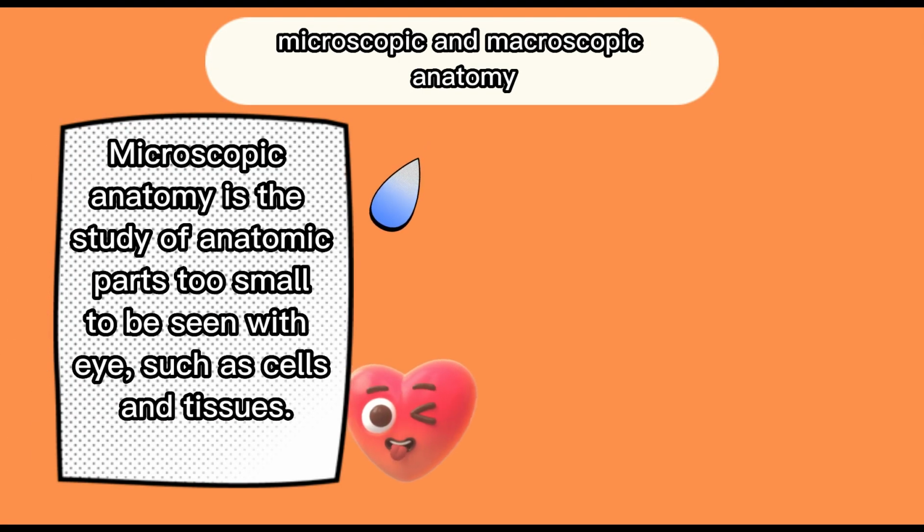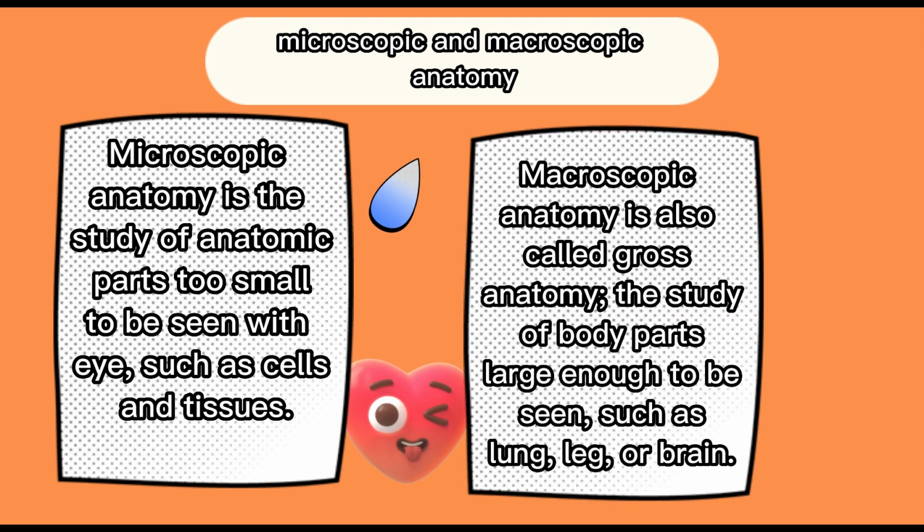Microscopic versus macroscopic anatomy. Microscopic anatomy is the study of anatomic parts too small to be seen with the eye, such as cells and tissues. Macroscopic anatomy is also called gross anatomy. The study of body parts large enough to be seen, such as lung, leg, or brain.